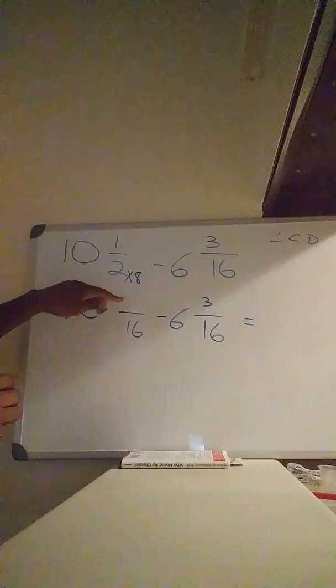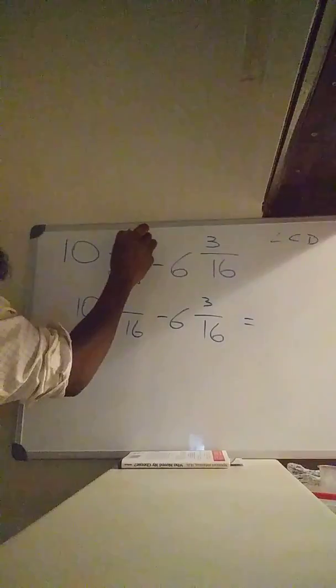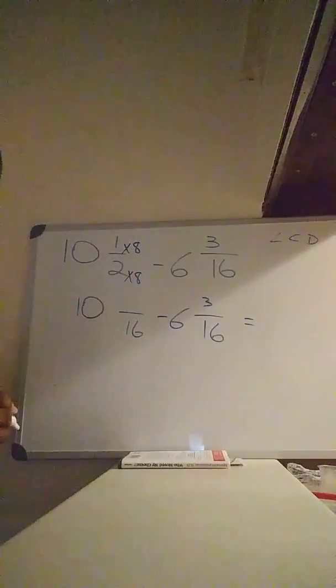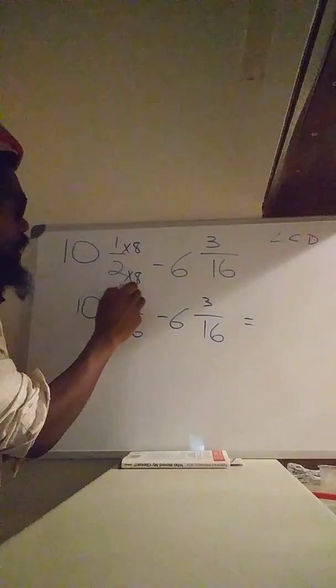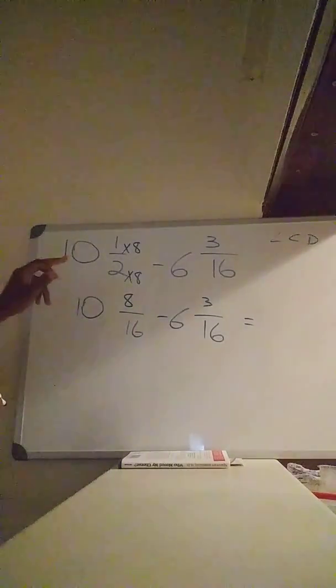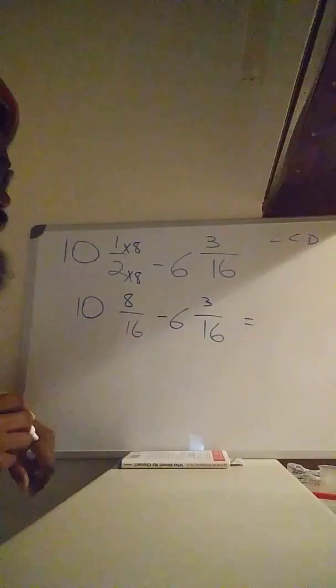So we're going to multiply this by 8, and whatever you do for the bottom, you also must do for the top. So we also multiply the top by 8. So now we're going to have what? 1 times 8 is 8. So now we're going to have 10 and 8 over 16 minus 6 and 3 over 16.